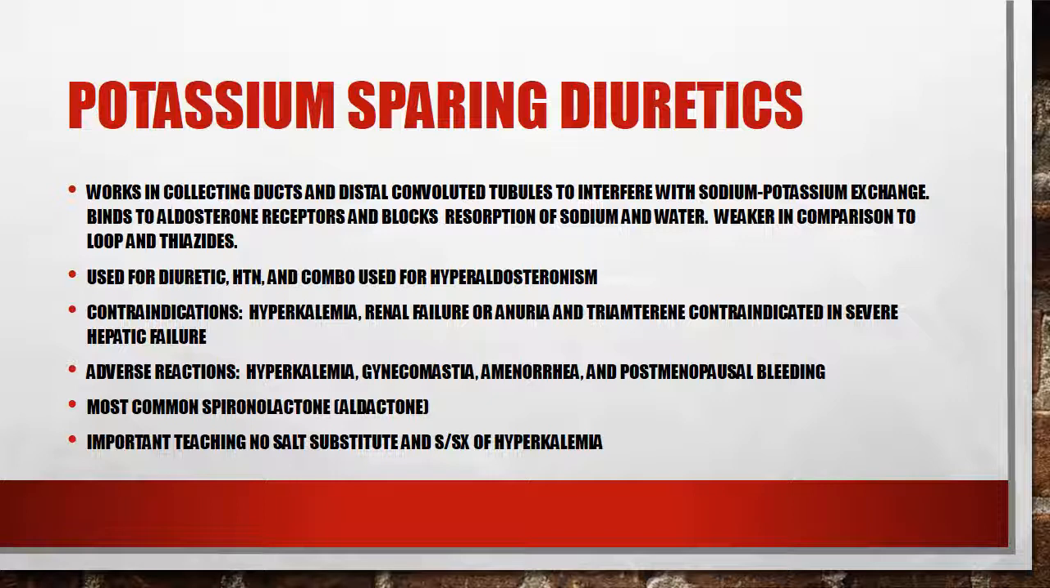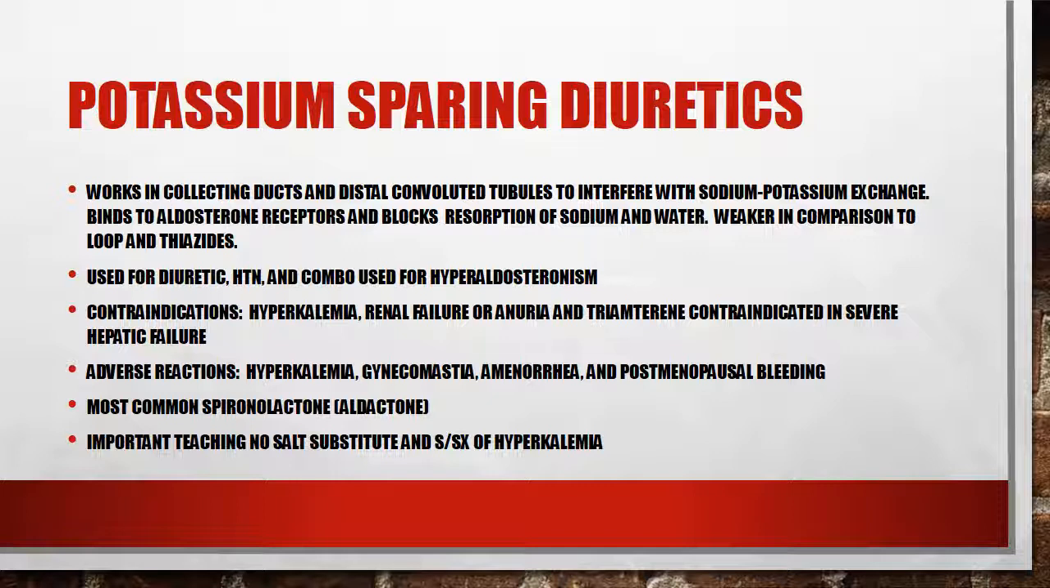Potassium-sparing drugs like spironolactone or Aldactone. The big thing to know with this one is that we commonly do use it for hypertension instead of just a diuretic, but it can be used as a diuretic. It can also be used for hyperaldosteronism, but it can cause hyperkalemia.